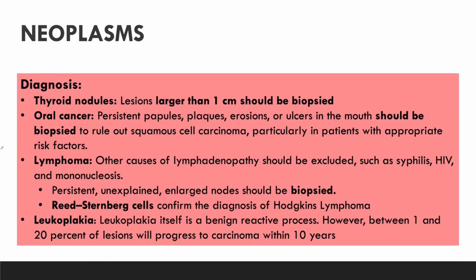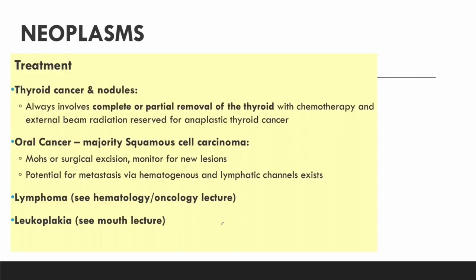Diagnosis-wise, thyroid nodules a lot of times are visualized or palpated on exam. You can get ultrasounds, and then, of course, we should biopsy them to make a formal diagnosis. For oral cancer, biopsy is the big deal. Lymphoma, also biopsy, looking for the Reed-Sternberg cells for Hodgkin's lymphoma. And then leukoplakia, we'll talk about this later, you should also get those biopsies.